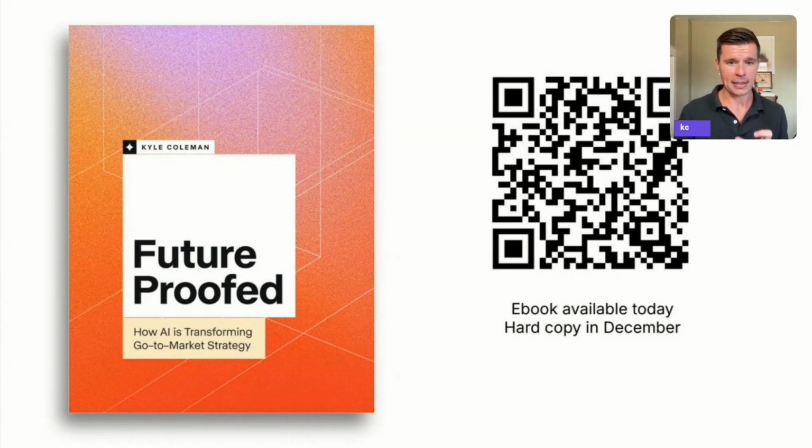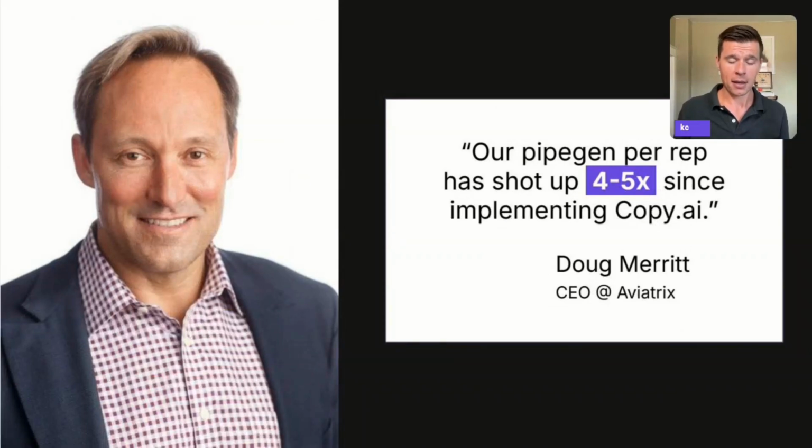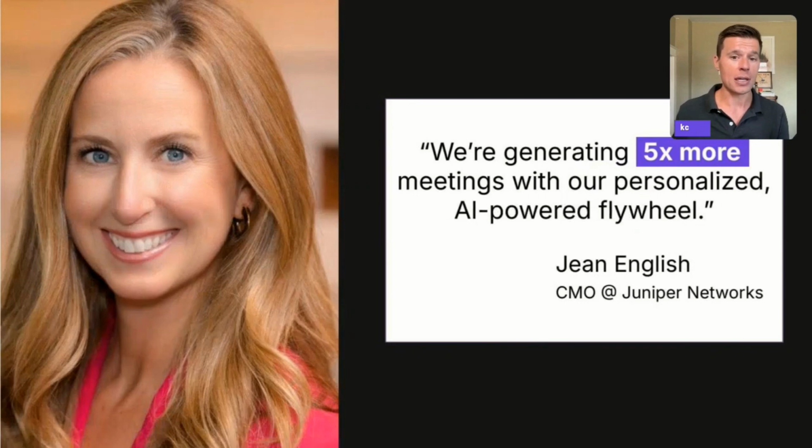The really useful thing is that this is not just all smoke and mirrors. This is not just me selling watches in Times Square here. This is real and really affecting companies that are implementing Copy AI in this sort of unified way. So Doug is the CEO of Aviatrix, and from a pipeline generation standpoint, they've quadrupled the pipe gen per rep because of the high quality research and the high quality of execution across their entire outbound and inbound engines. And then Gene, the CMO at Juniper, is seeing something very similar, where they've infused this really deep research and personalization into all of their marketing follow-ups.